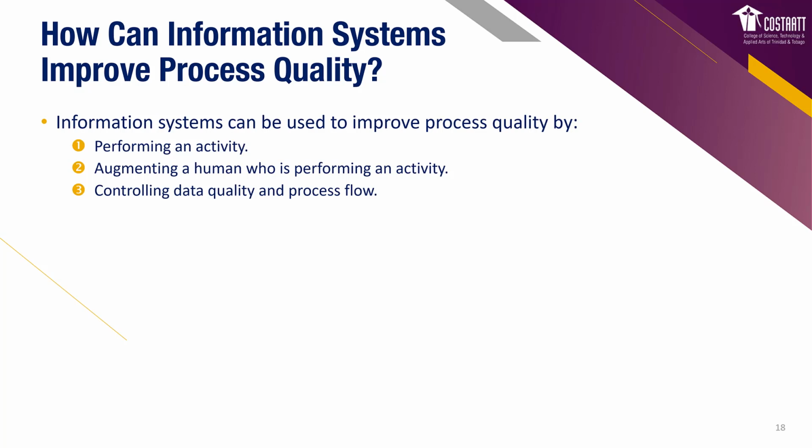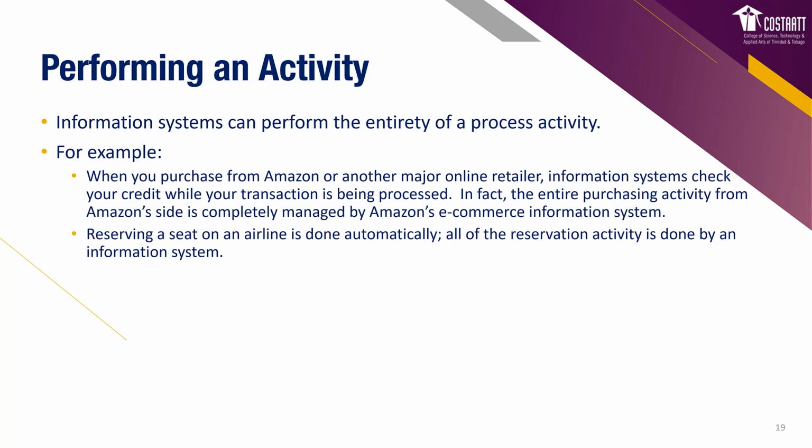Nonetheless, we're going to get into the details. So, information systems can be used to improve process quality by 1. Performing an activity. In other words, the IS is performing the activity. 2. Augmenting a human who is performing the activity. As in, the human is now equipped with a better tool, and with the technology, the human is able to perform the activity much more efficiently or effectively. And 3, controlling data quality and process flow. Let's get into each of those. So, performing an activity.